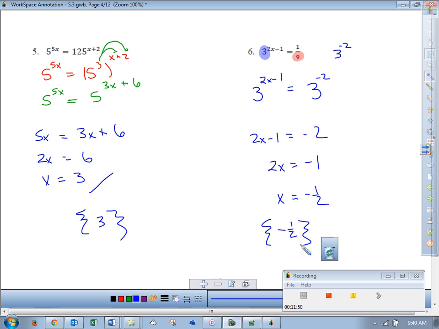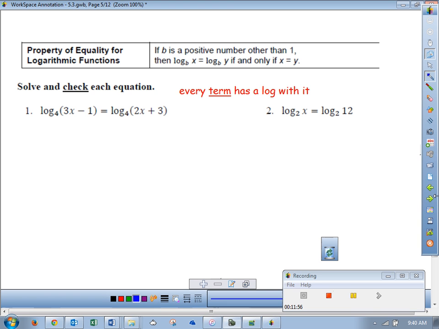Those are the simple ones, man. There were no logs involved, and the bases could be rewritten as the same thing. Over here, actually, I'll take that back. These are the simple ones. You have an equation. There are logs involved, but there is a log in every term, right? If there's a log in every term, realize here's one term right here. Here's another term right here.